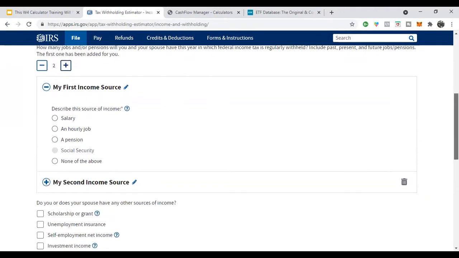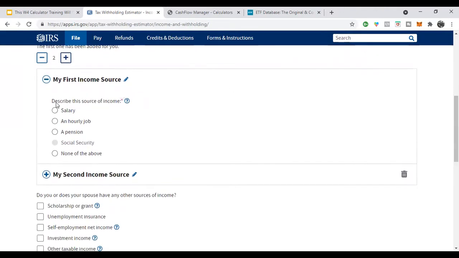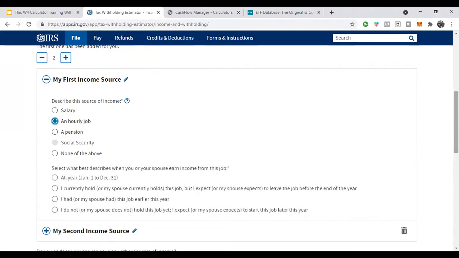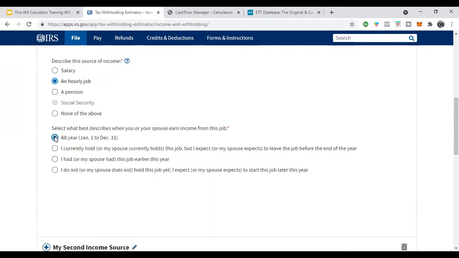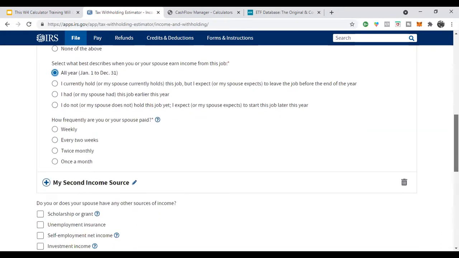My first income source, we can do hourly or salary, but let's do hourly. It really doesn't matter. All right. Select what best describes when you or your spouse earn income from this job. Our year, January through December 31st. I currently hold a job, I had my job already this year. So we're going to do all year. So we're assuming that they started and worked this job all year. This part is new.